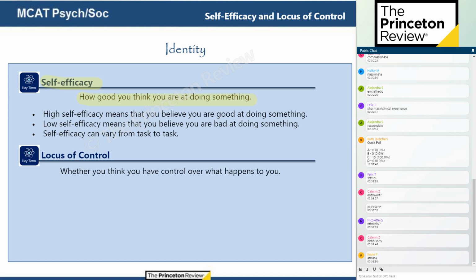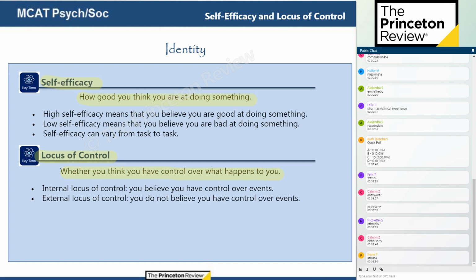Locus of control has to do with whether you think you have control over what's happening to you and what's going on. Internal locus means you believe you do have control, that the center of control is within you. External locus means you got no control over nothing. It's all out in the environment, and you're kind of at the mercy of whatever.